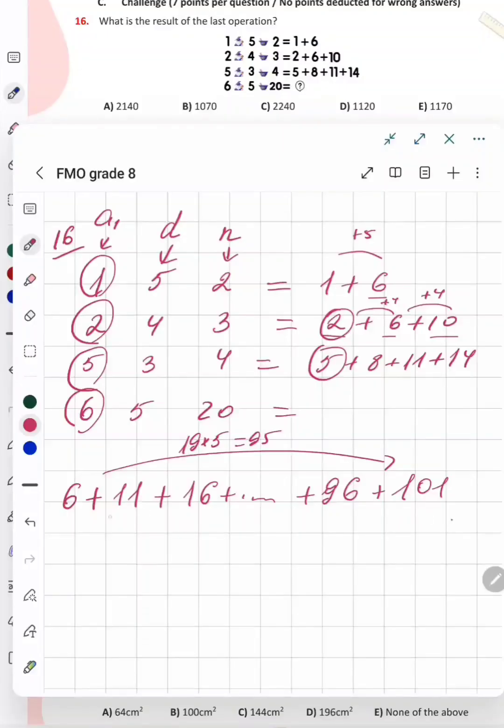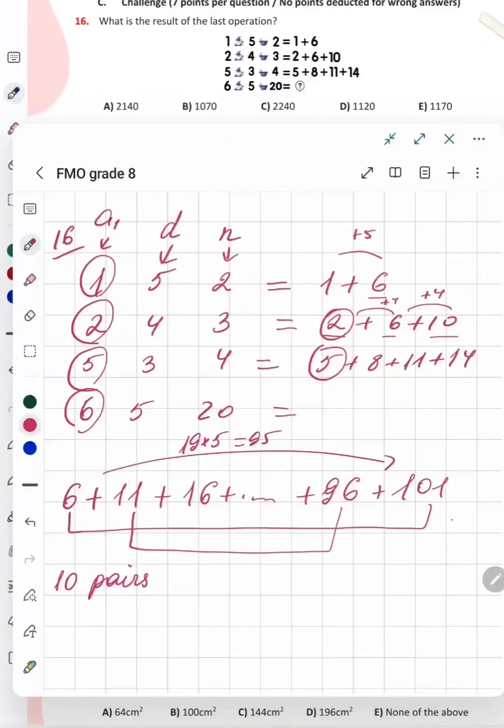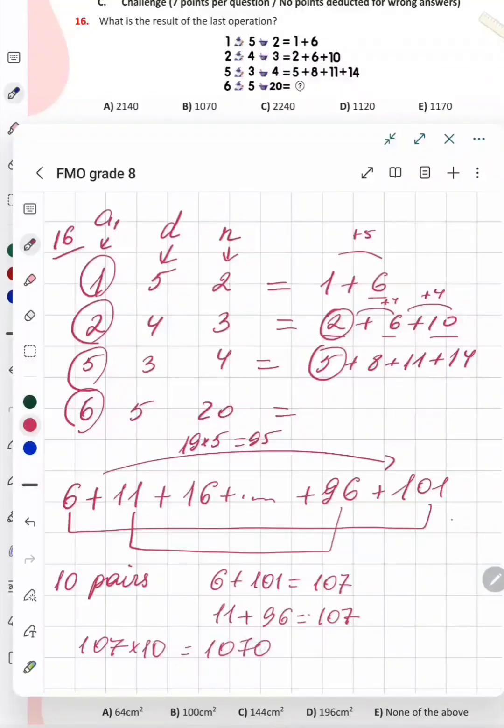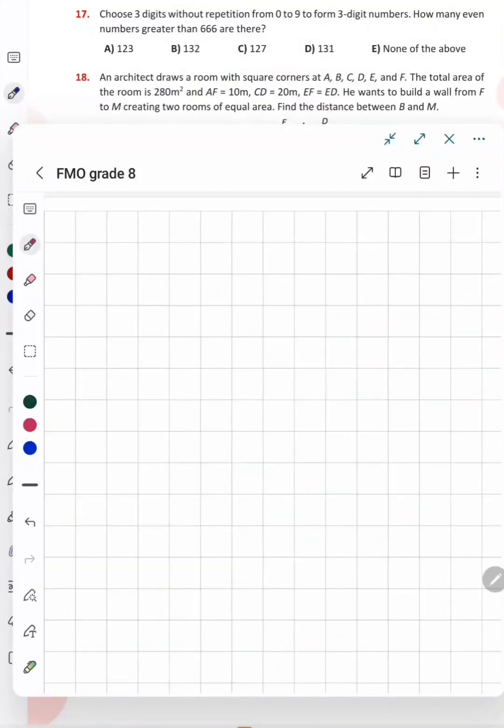Alright, we have in total 20 elements. As pairs, we will have 10 pairs. Each pair's sum is 6 plus 101, which is 107. So 10 pairs is going to be 1070. So this is equal to 1070. Our answer is E.